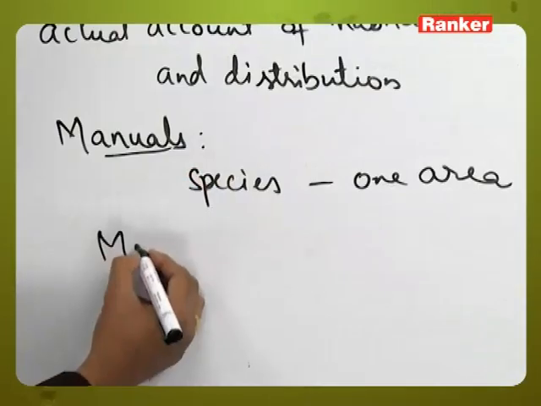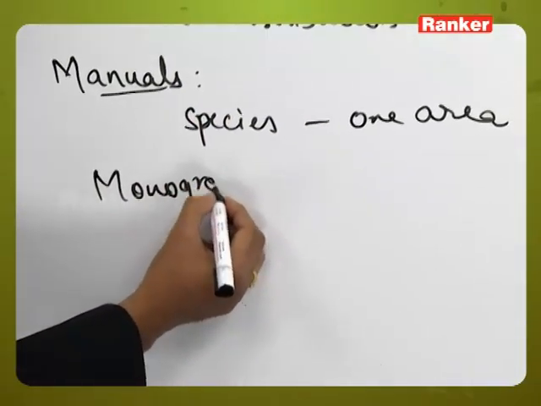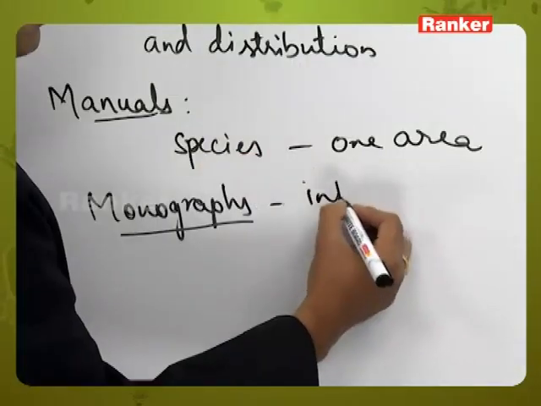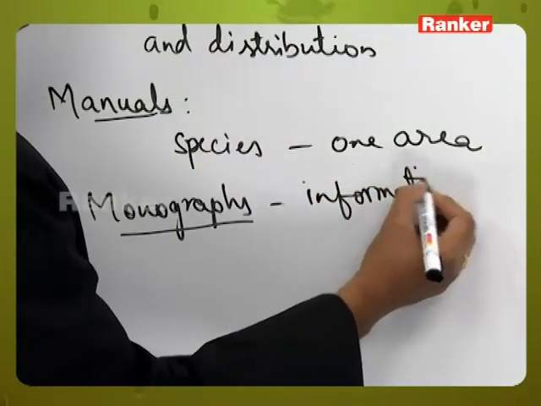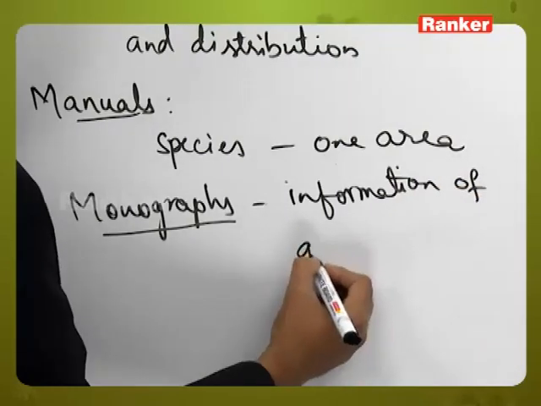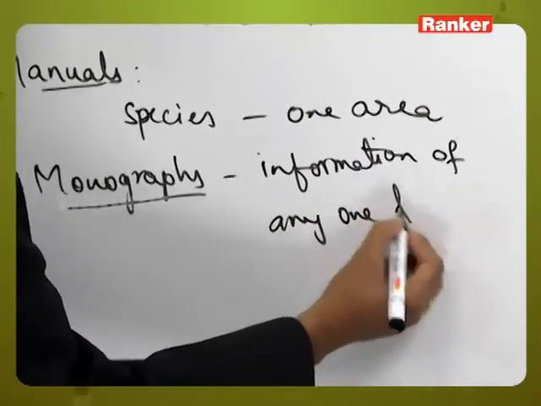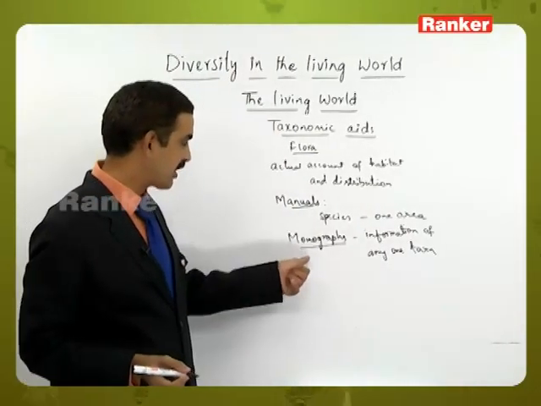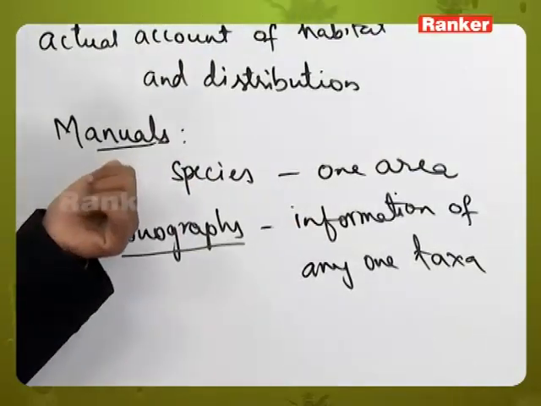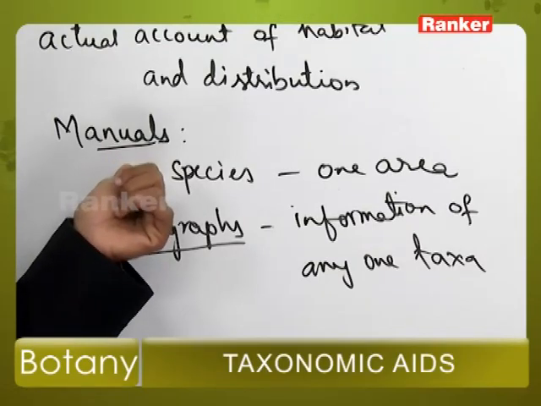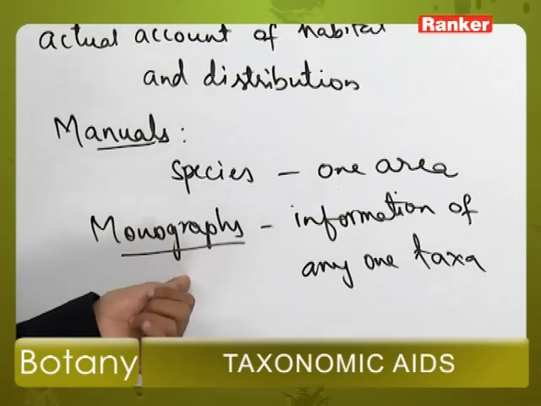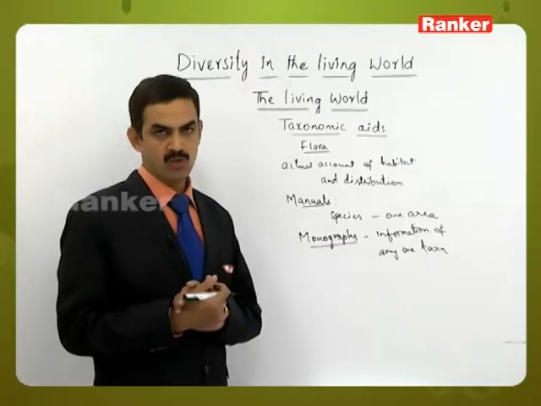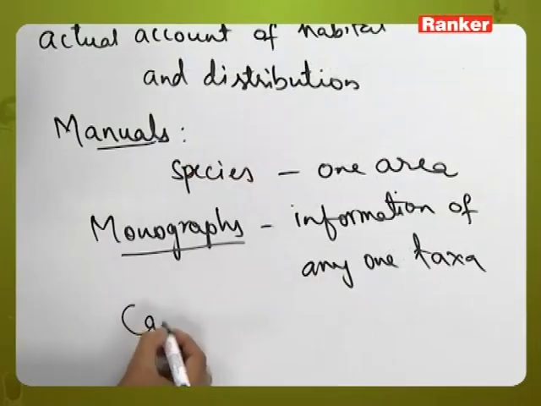Then monographs. Monographs give information related to any one taxon. So the difference between manuals and monographs is that manuals give the information related to the species present in one particular area, but here the information related to only one taxon is given in the monographs. Next one, catalog.